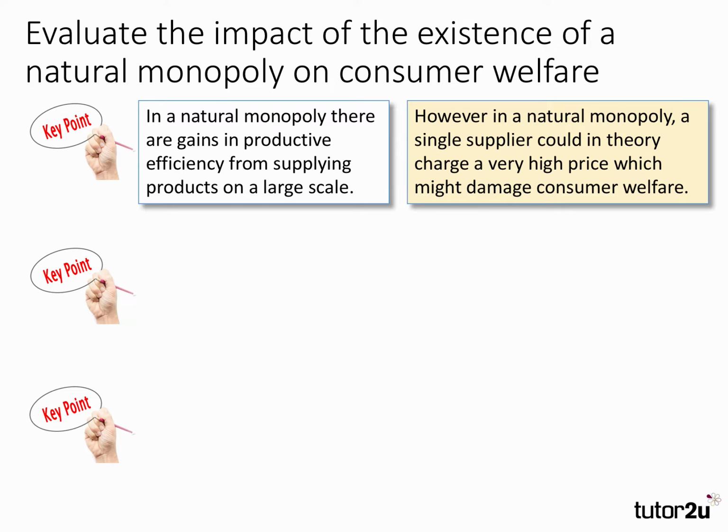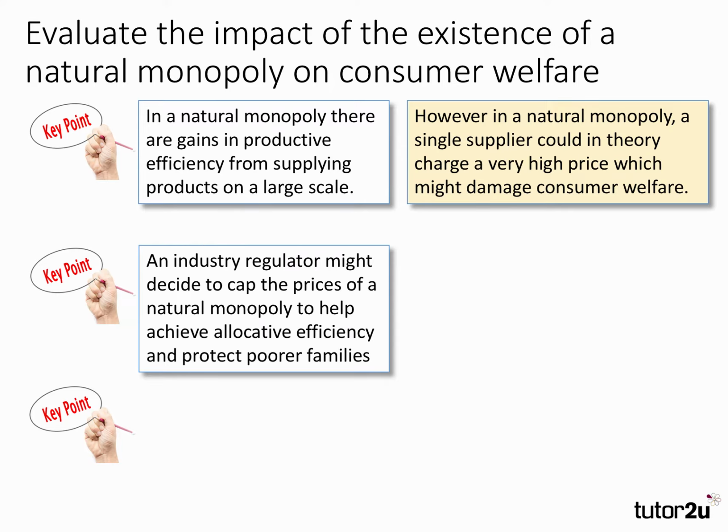Let's build our second point. An industry regulator might decide to cap the prices of a natural monopoly to help achieve allocative efficiency and protect poorer families. Good point being made here, linking it to allocative efficiency and in particular linking the attempts to control prices to the impact on the real living standards of relatively lower income families.